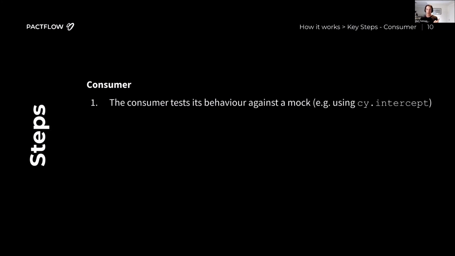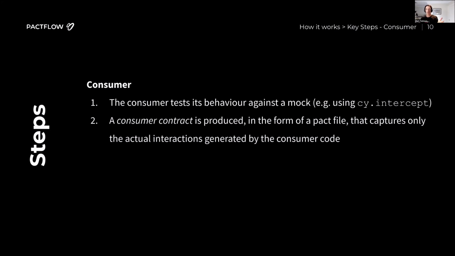We're going to write our test. We're going to test our consumer behavior against the mock. In the example today, Yusuf's going to show you using Cypress. The consumer contract then gets generated in the form of a Pact file, which captures those interactions that the consumer actually uses, just like Pact. The consumer contract then gets uploaded to Pactflow.